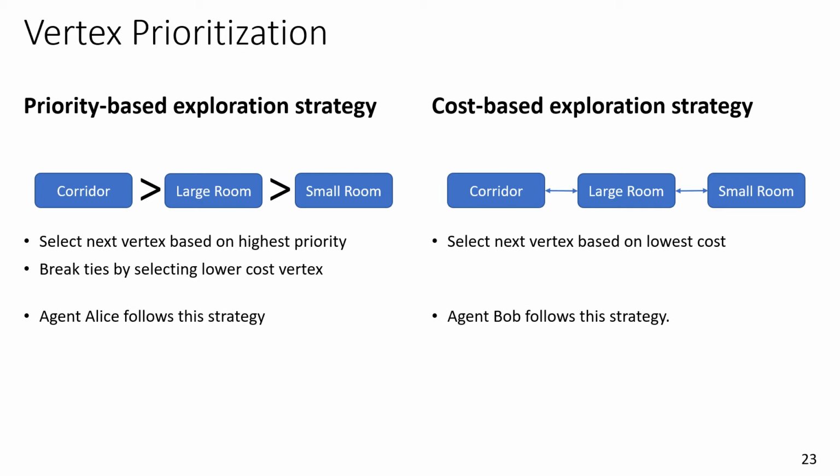For ease of explanation, we introduce two agents, Alice and Bob, to represent the strategies. Alice uses the priority-based exploration strategy and Bob uses the cost-based exploration strategy.